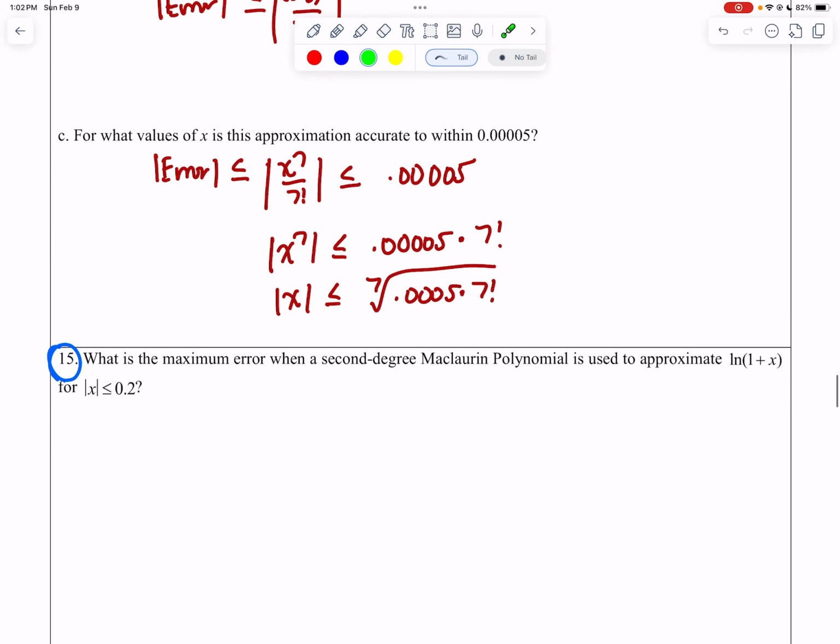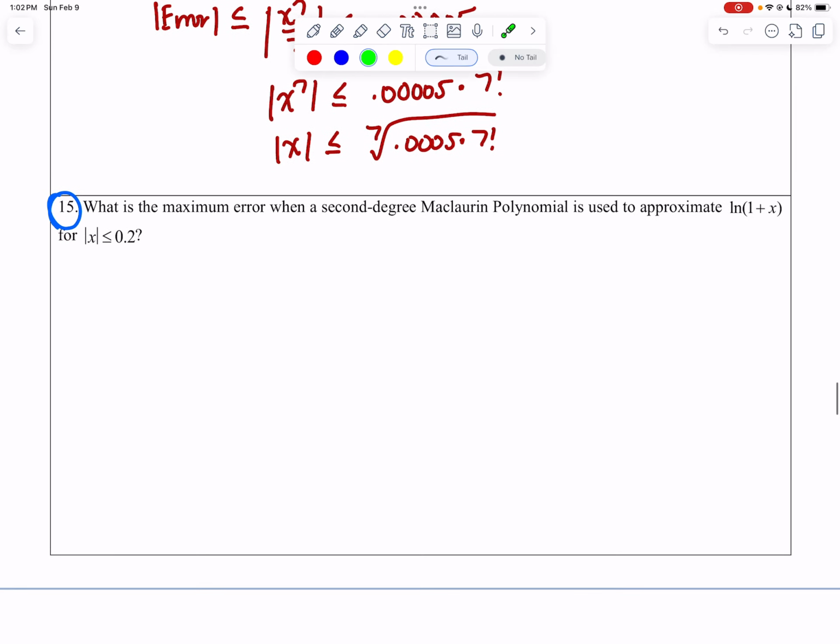All right. For 15, we want to look at the maximum error when a second degree Maclaurin polynomial is used to approximate ln of 1 plus x for absolute value of x less than or equal to 0.2. So x is within 0.2, whether it's positive or negative. I'm going to show you two methods, and then we'll see that there's one better method. Lagrange and alternating series error both work here, except I prefer alternating series error because that's a little bit easier, but I will also show you the Lagrange way.